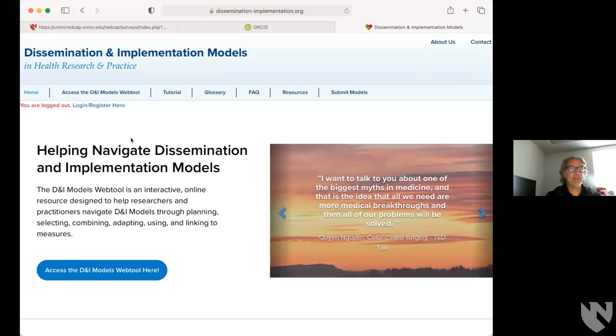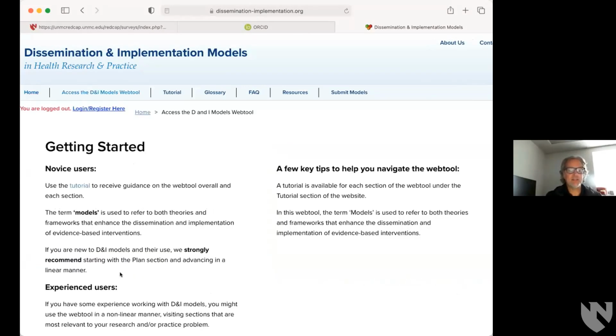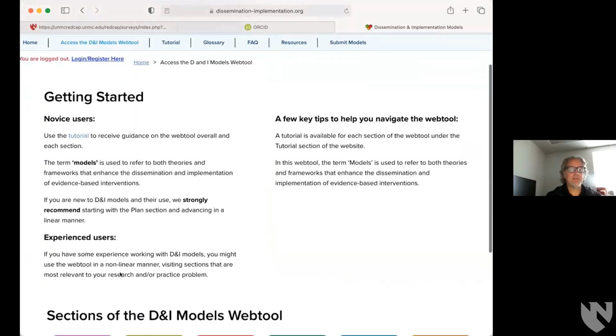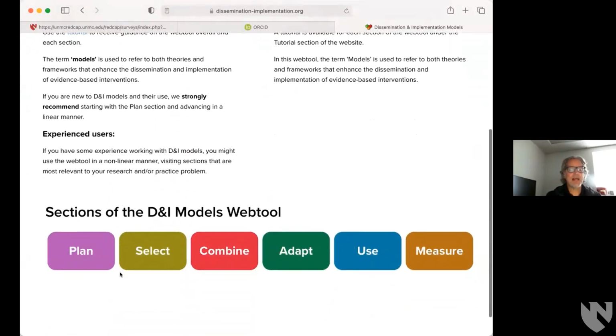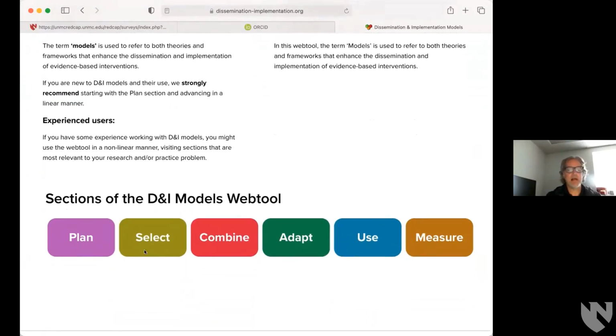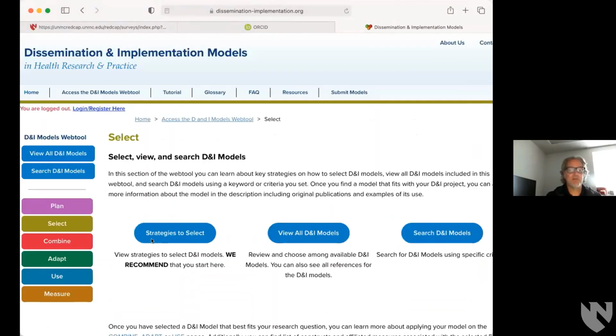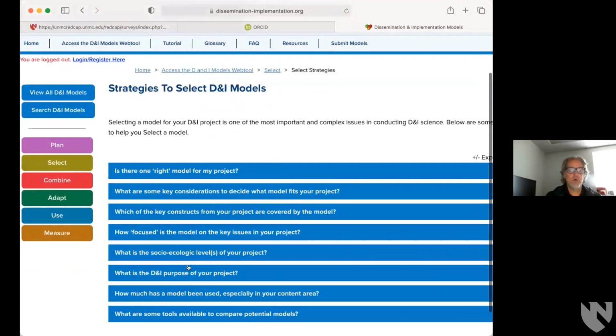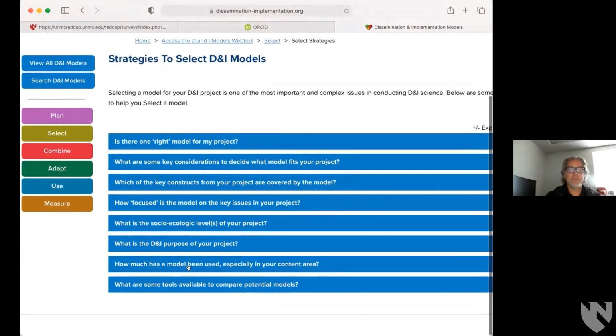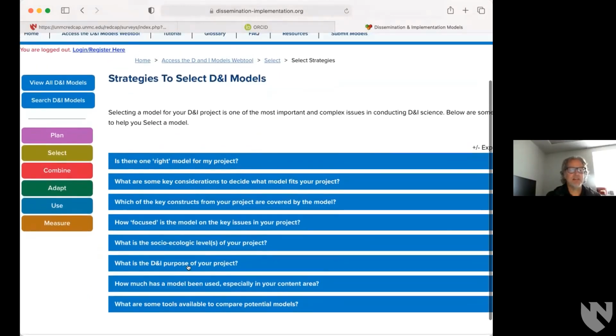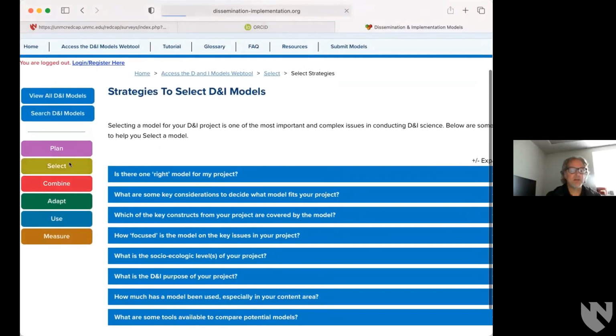So this is that disseminationimplementationscience.org, and it's pretty straightforward. They've got some really nice tips on here, and we're not going to go through everything, but I did think it'd be nice if we looked at, if you're trying to pick one of these models, because there are so many of them out there, how would I go about that? When we go through it, there are some strategies, and this is more of a question-answer approach that gives you some things to think about before you actually do the selection.